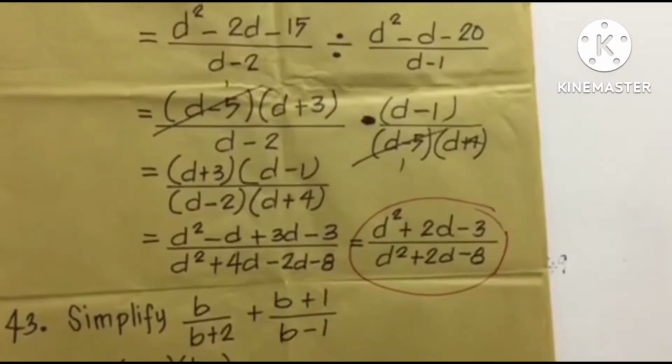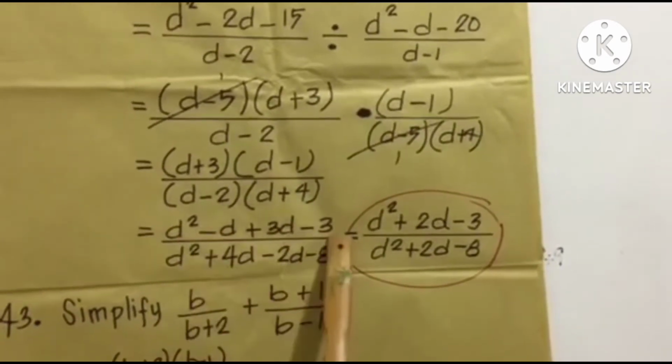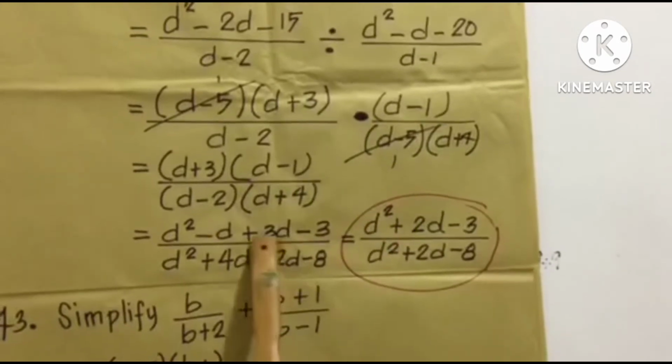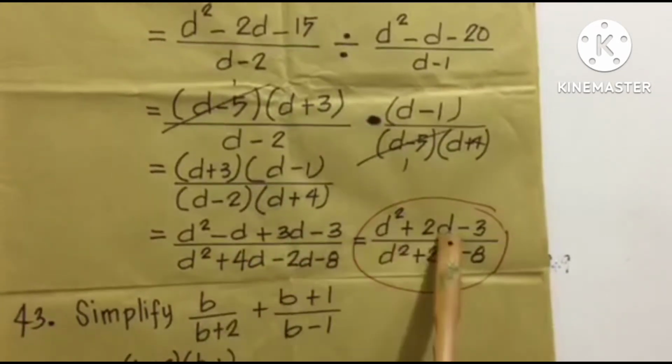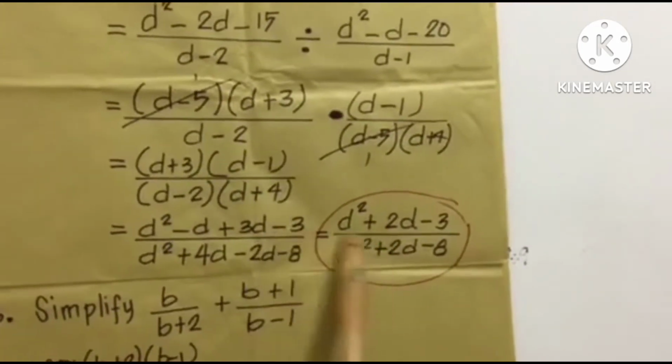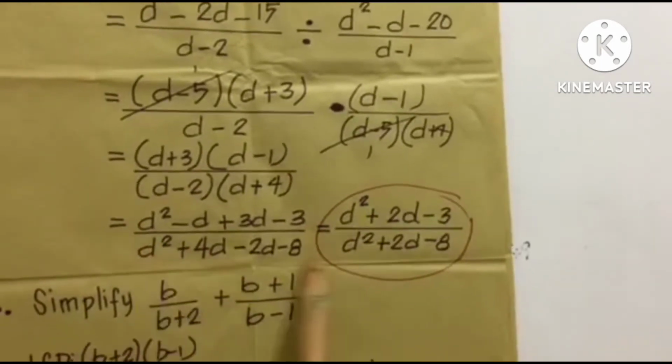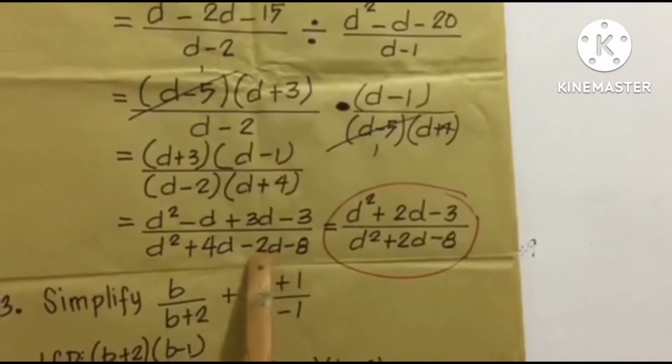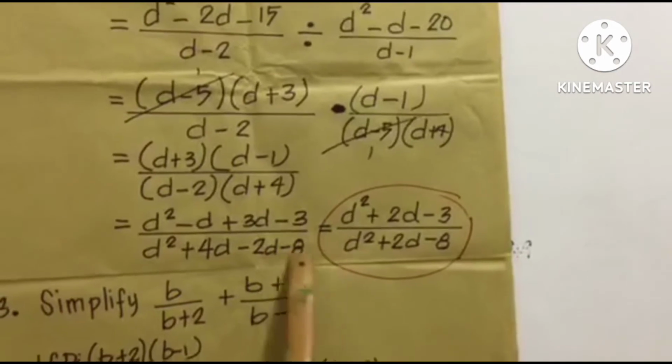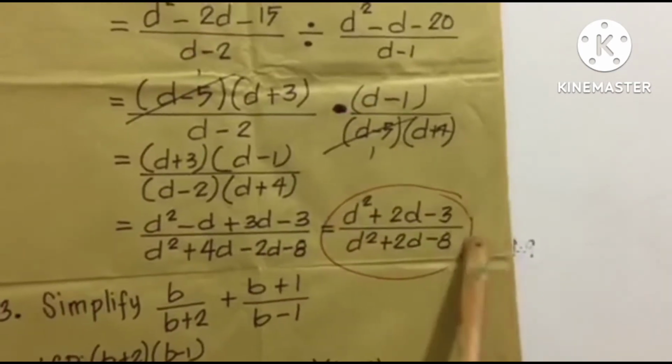Then we have to combine like terms. We have d squared, then 3d minus d equals positive 2d, then negative 3, over d squared, then 4d minus 2d equals positive 2d, then negative 8. So this will be our final answer.